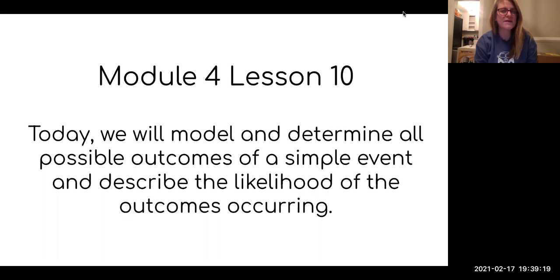Think about an event that is impossible. What is an event that is impossible? I think an event that is impossible would be maybe like Godzilla taking over the city of Newport News. That's probably an impossible event. Okay, so we're going to look at some different examples of events that can happen or occur, and we're going to talk about the likelihood or the possible outcomes of these events.